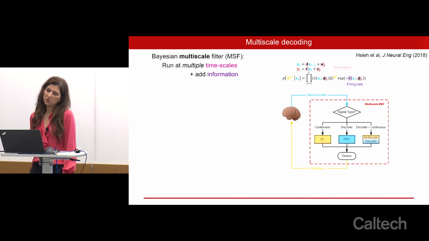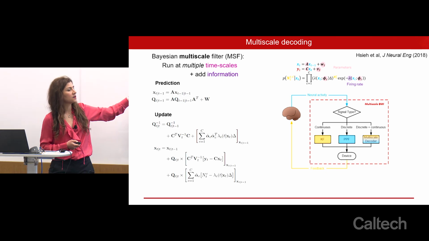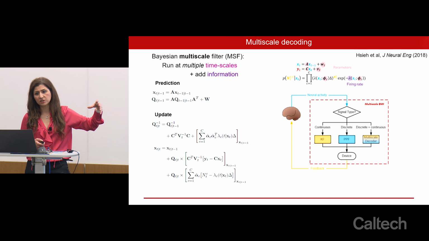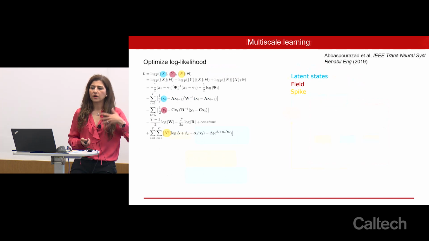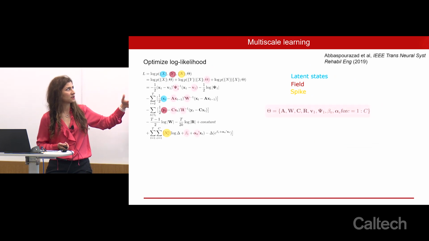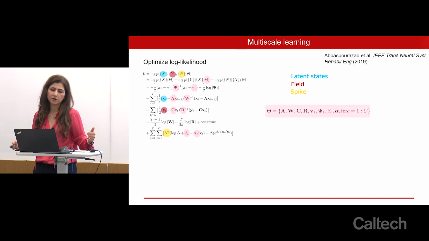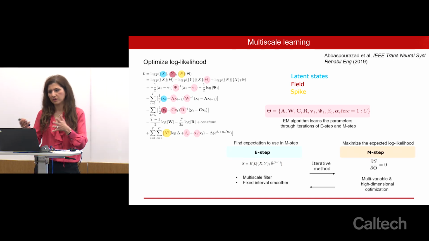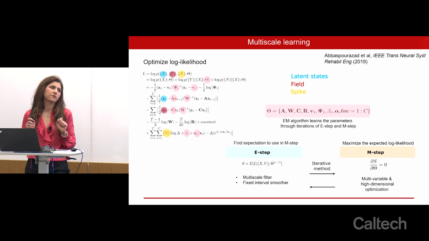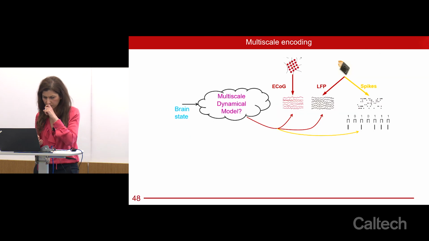I'm not going to go into the details of the algorithms. These are published. This is a multi-scale decoder. You can think of it as a generalization of Kalman filters that aggregates information. Then we also have a multi-scale expectation maximization. You've seen expectation maximization. We extended it to multi-scale so that we can iteratively find the model parameters. You can look at the papers. But what I'm going to focus on is what can we do with this for neuroscience.